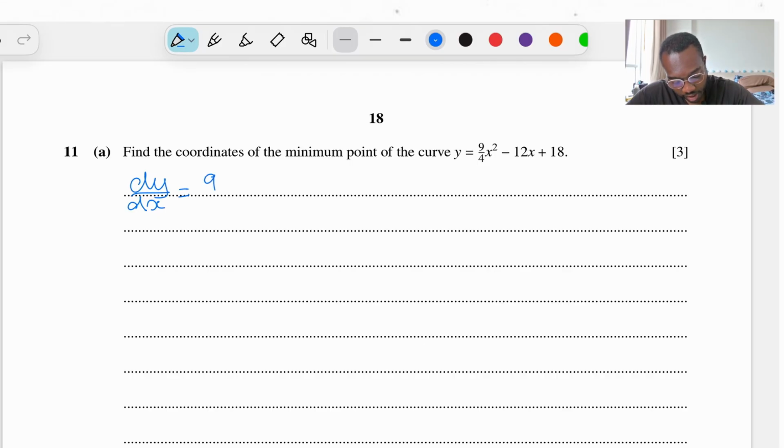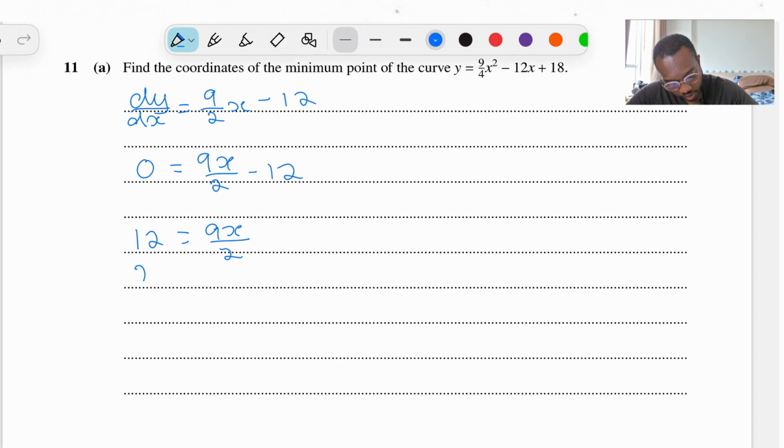So we get 9 over 2 x, and minus 12, and that would be it for dy over dx. And then for the stationary point, we know that 0 is equal to 9x over 2 minus 12. Therefore, we get 12 is equal to 9x over 2. Therefore, we get 24 is equal to 9x. So we get x is equal to 24 over 9. So now the x value is 24 over 9.